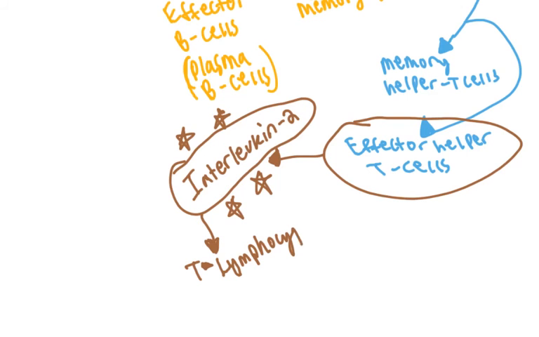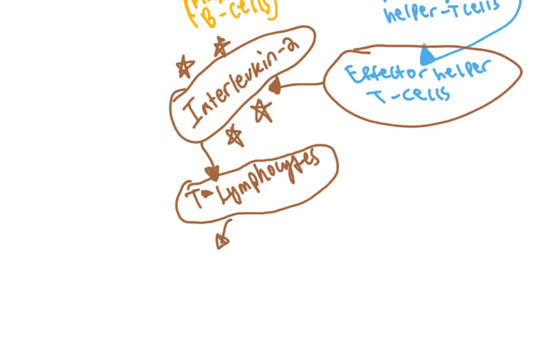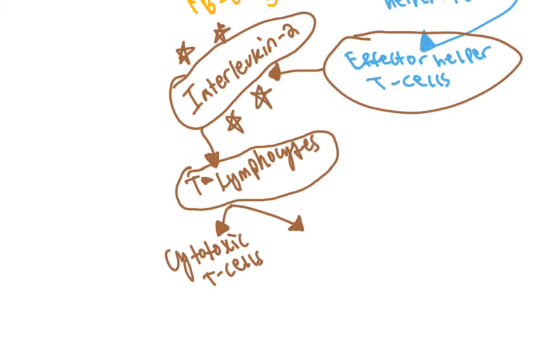and what it can do is induce the proliferation of nearby T lymphocytes into T cells like cytotoxic T cells, which are important for taking care of cells that are infected or cells that are cancerous. And interleukin-2 can also induce the proliferation of T lymphocytes into another type of T cells called memory T cells, or memory helper T cells, I should say. All right. So as we can see, interleukin-2 is really important.